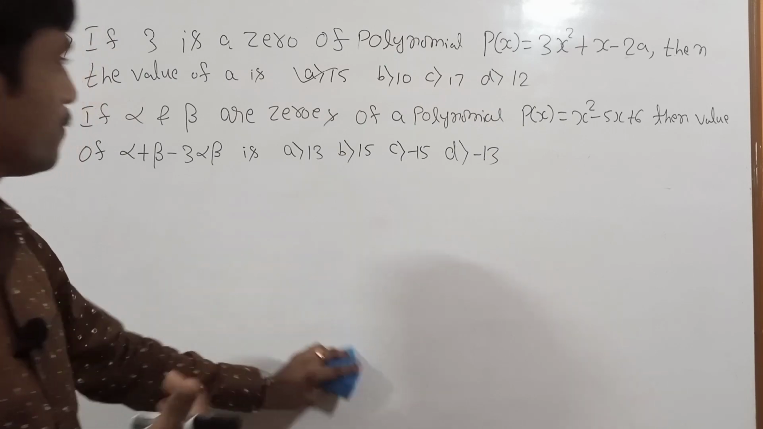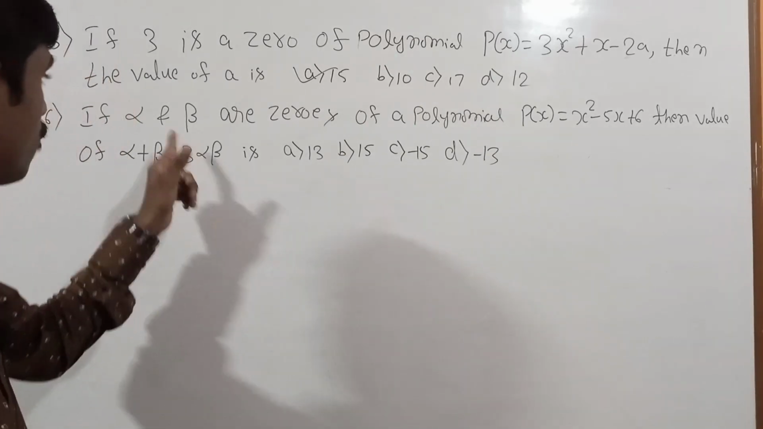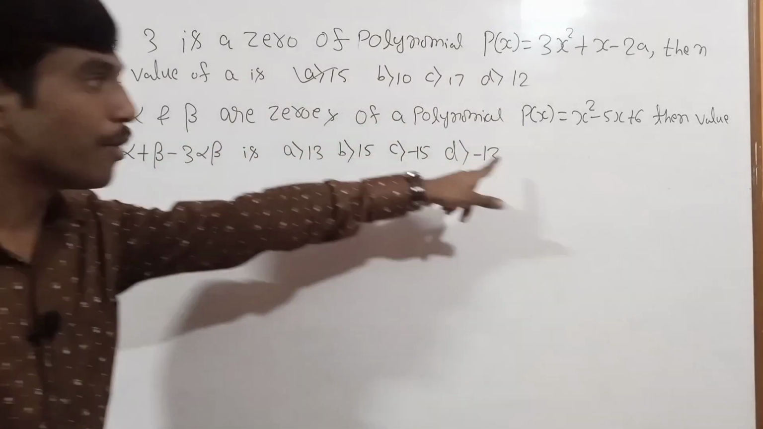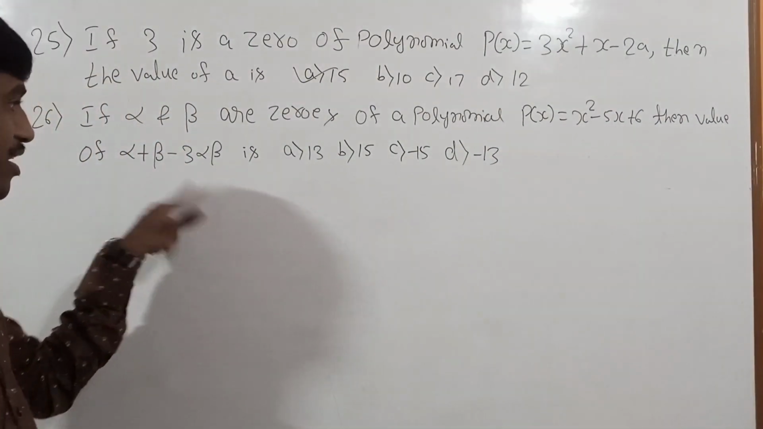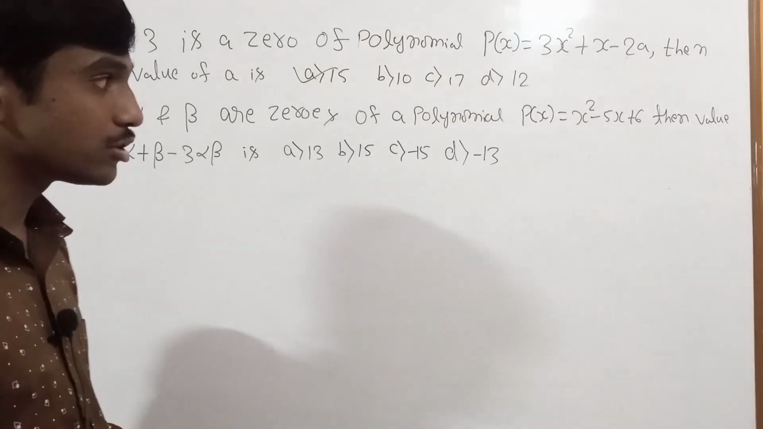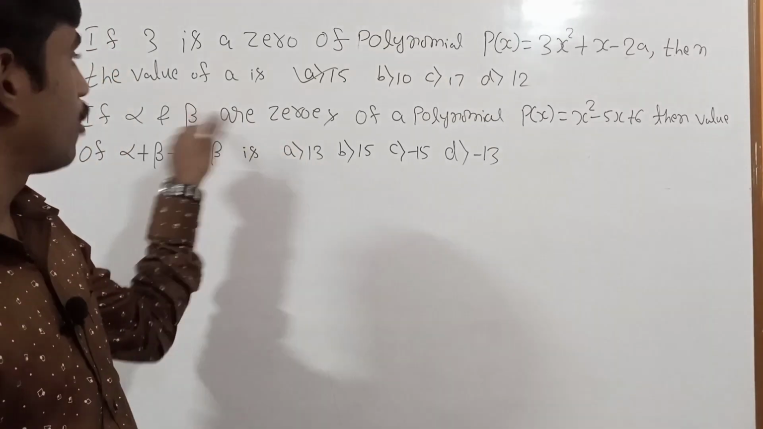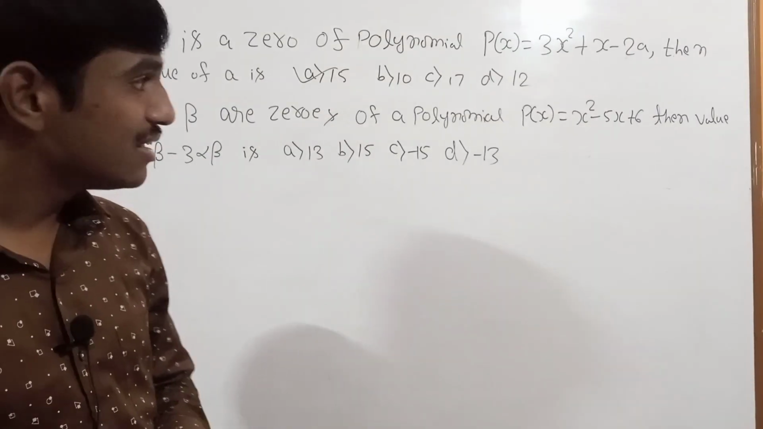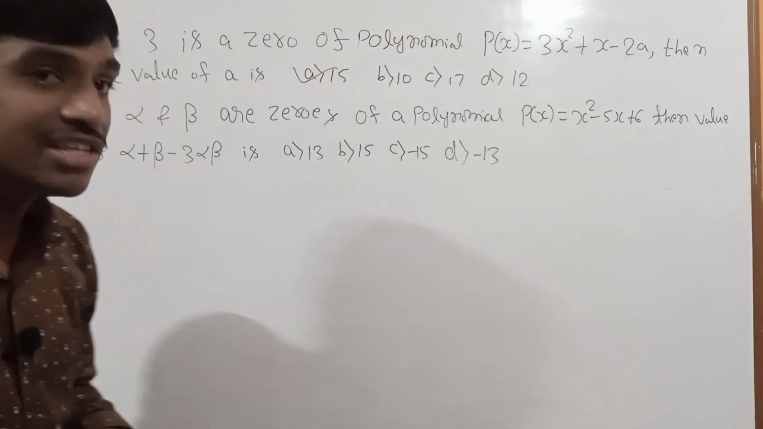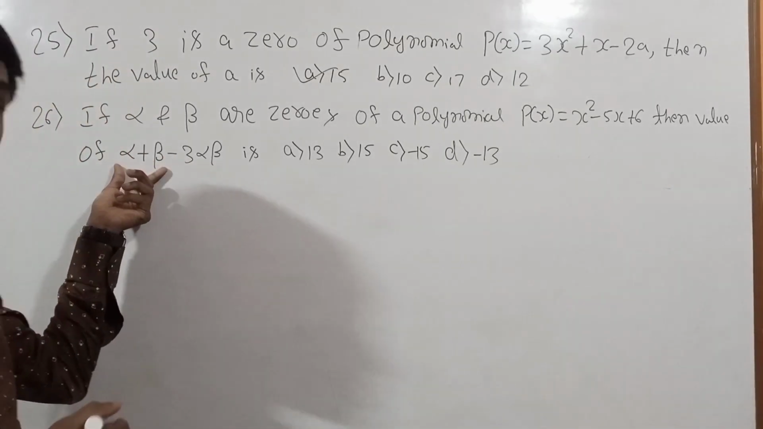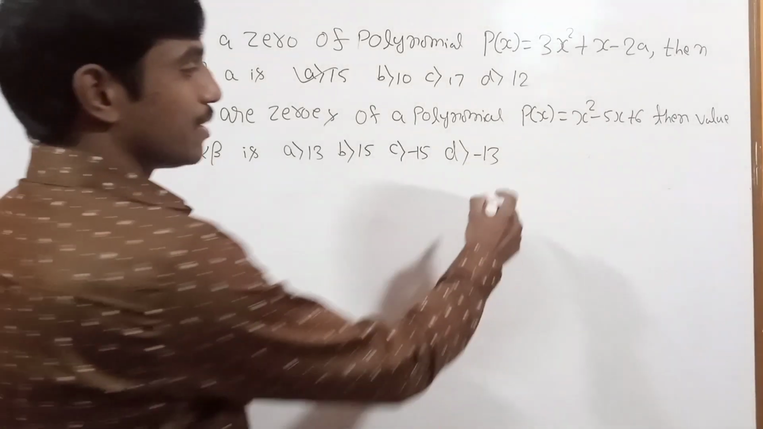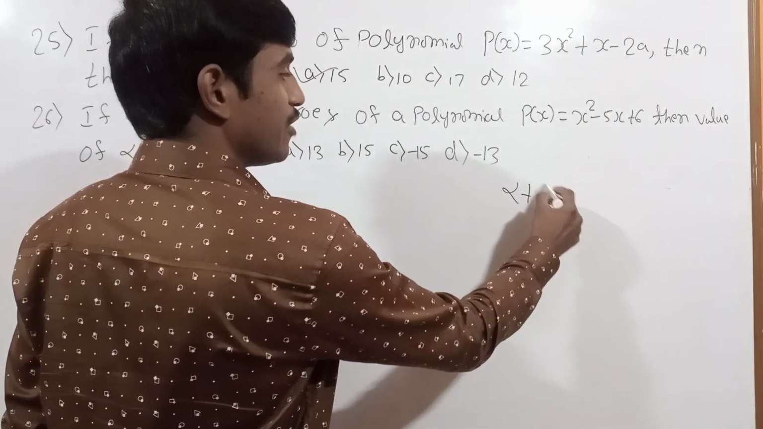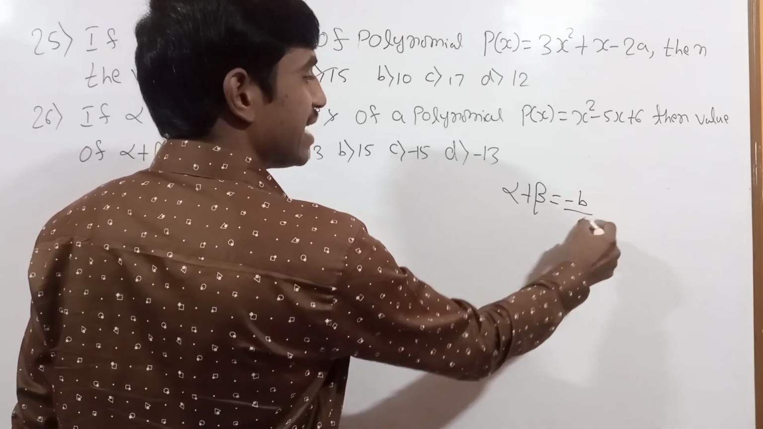Now the next question is, if alpha and beta are zeros of the polynomial they have given, then what will be the value of alpha plus beta minus 3 alpha beta? So if alpha and beta are the zeros of the polynomial, the sum of the zeros we know, and alpha beta is the product of zeros. Sum of the zeros, we know that it is minus b by a.